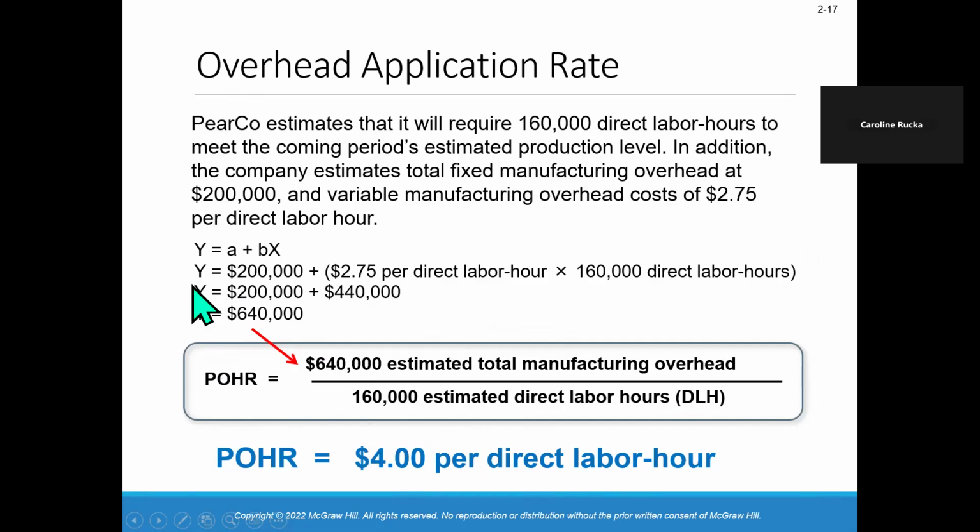So first we calculate what our total overhead is going to be. We know the fixed part is $200,000. Fixed manufacturing overhead at $200,000. Our variable is $2.75 times our 160,000 direct labor hours. So that's going to give us a total manufacturing overhead of $640,000. Divided by our 160,000 direct labor hours, that gives us $4 per direct labor hour. That is how much overhead we are allocating.